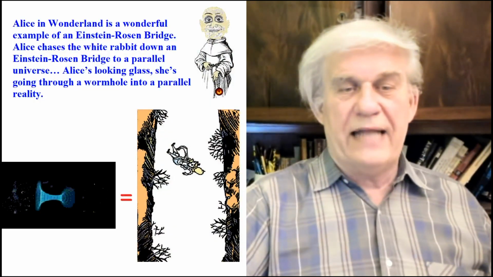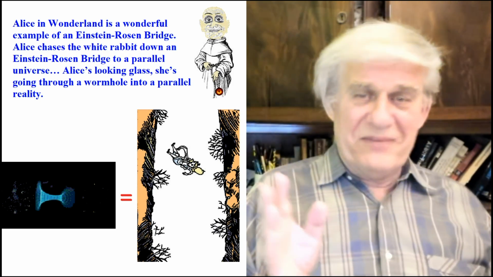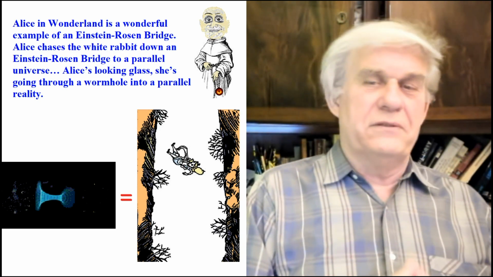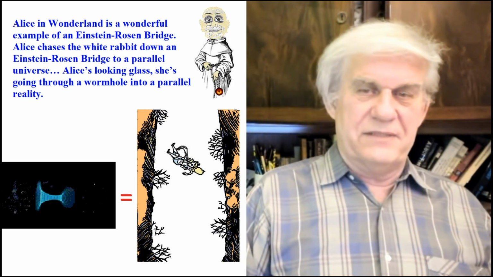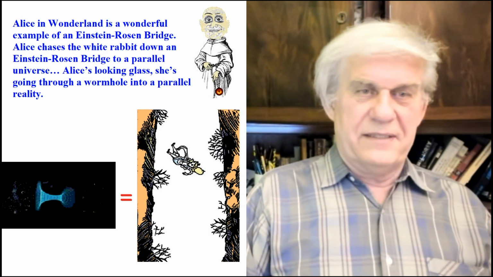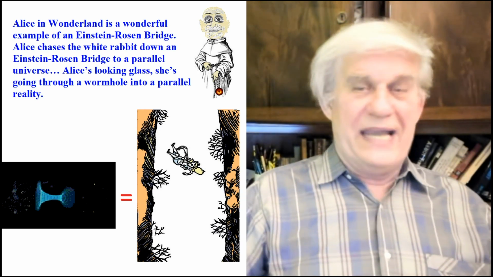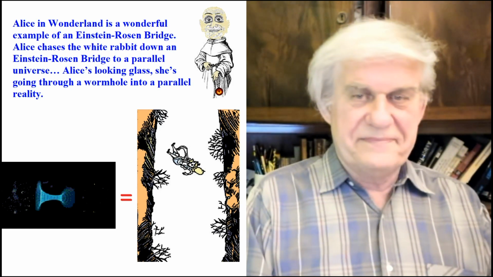And what's nice about Al-Khalili is he tells us right off the bat that his world is a world of Alice in Wonderland. And he says it just, you know, candidly. Alice in Wonderland is a wonderful example of an Einstein-Rosen bridge. Yeah, no kidding. So we're talking about not even science fiction, we're talking about fantasy. Alice chases the white rabbit down an Einstein-Rosen bridge. There you have it. I didn't say it. These are his words. To a parallel universe.